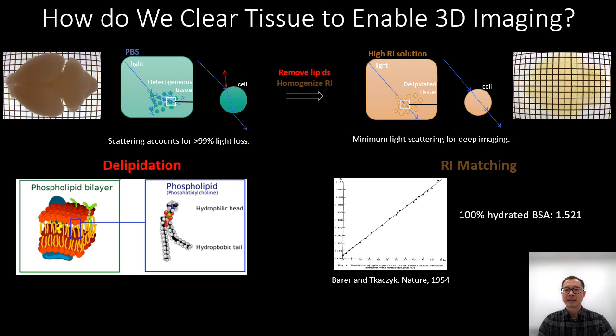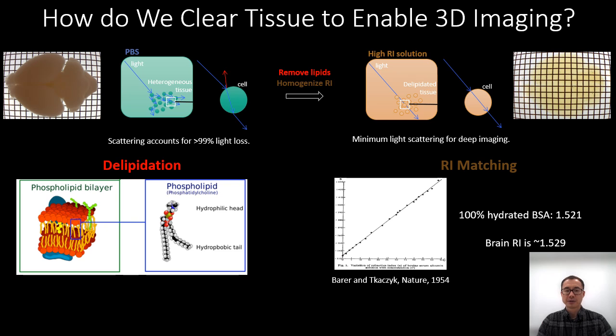For refractive index matching, it is indeed difficult to measure a brain's refractive index directly. However, we can extrapolate 100% hydrated BSA to be about 1.5 to 1, based on its linear relationship of the concentration and its refractive index. Using this number as a starting point, we can approximate that a brain's refractive index is about 1.5 to 9. I do want to point out that the brain's refractive index may depend on the actual procedure.